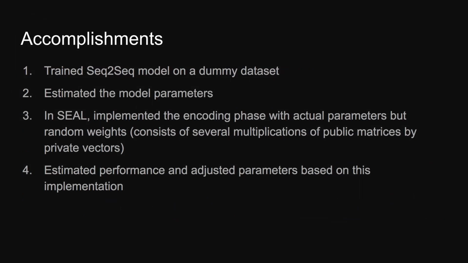So what we accomplished in the last one day is we trained a sequence-to-sequence model on a dummy data set. We estimated the model parameters that will be required for this specific task. We implemented an encoding phase with the actual parameters, but random weights, in the C library. And we estimated the performance and adjusted the parameters based on these implementations.